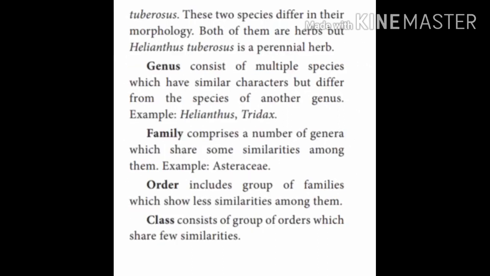The next level would be genus. It consists of multiple species. Many species together make up a genus. The third level would be family. Family comprises a number of genera which share some similarities among them. The fourth hierarchy would be the order, which includes groups of families. Then the topmost would be class, consisting of groups of orders. Then you have your kingdom and the phylum. So the phylum starts as the first level and it ends with the species. These are the various levels of hierarchy.